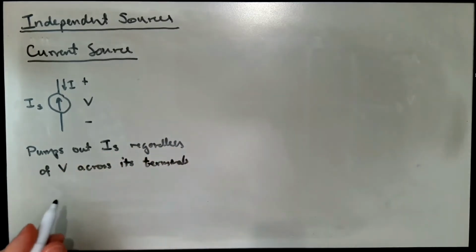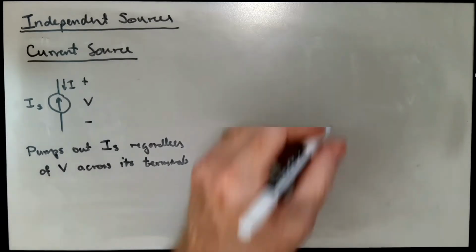So its job in life is to basically pump out charge at a constant rate, or at a time-varying rate that's specified by whatever the current source is set to produce. It could be a constant, it could be some time-varying waveform like a sine wave or a step or something like that, but it maintains whatever the commanded current is, regardless of how much voltage it takes across its terminals to produce that.